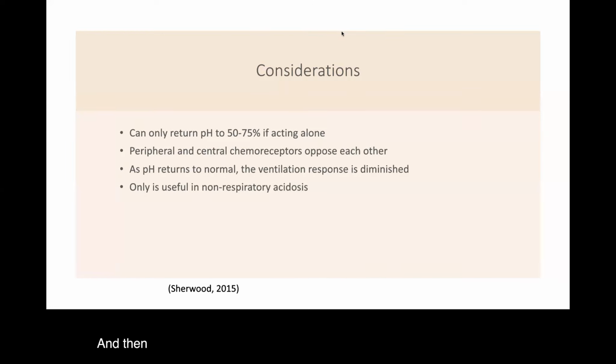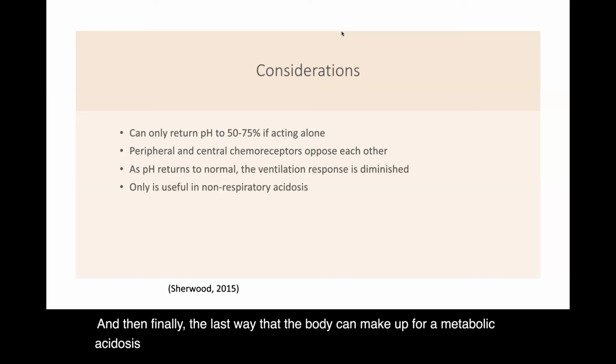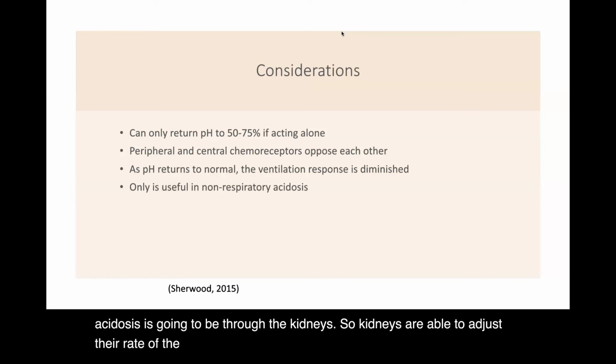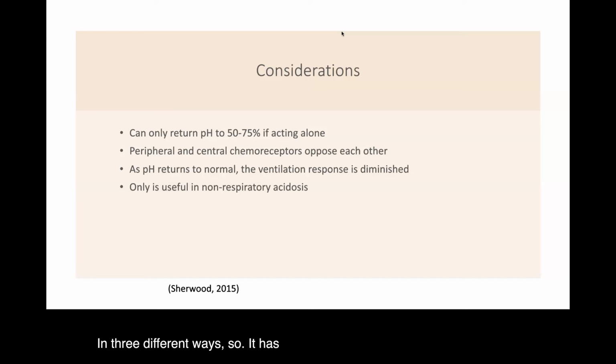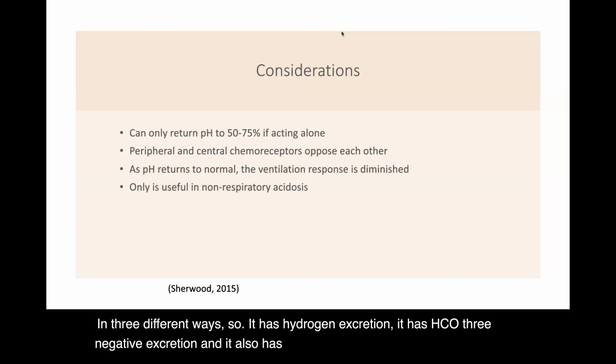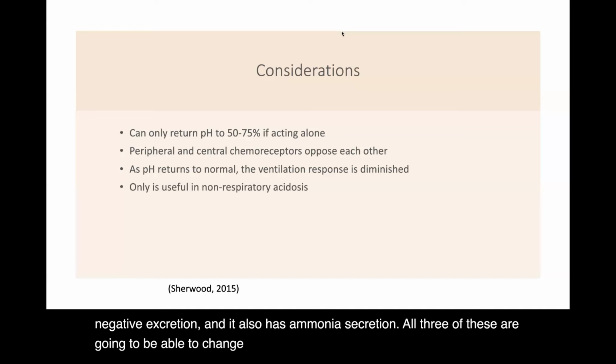And then finally, the last way that the body can make up for metabolic acidosis is going to be through the kidneys. So kidneys are able to adjust their rate of the hydrogen ion excretion in 3 different ways. So it has hydrogen excretion, it has HCO3 negative excretion, and it also has ammonia secretion. All 3 of these are going to be able to change the pH of the body to raise it so that it is not as acidic within the body.